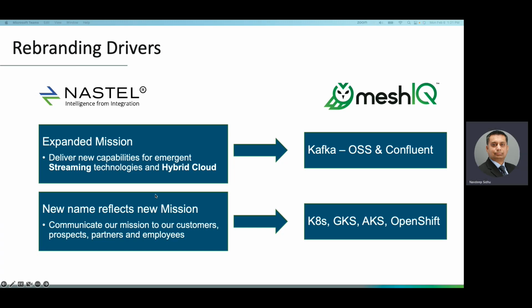Now we are going to focus more on Kafka, open source software, including the commercial distributions like Confluent. And the fact is that our new name reflects our new mission. We want to communicate our mission to our customers, prospects, partners, and also internally to our employees. So you will see this renewed focus on Kubernetes and different flavors of Kubernetes, including OpenShift, GKS, AKS, and all our capabilities will be containerized and more focus on Kafka, and all these new capabilities will be delivered on all cloud platforms.